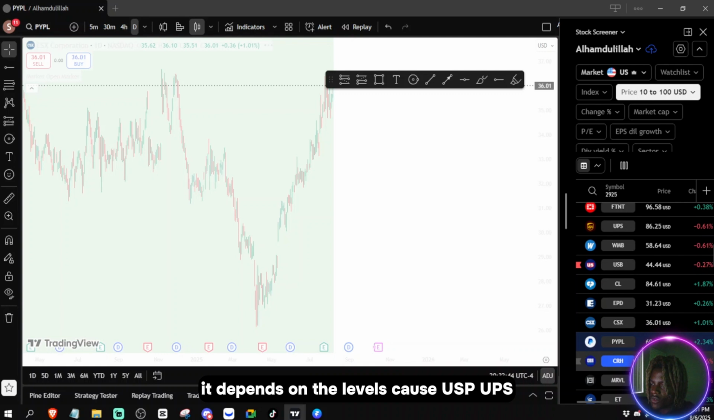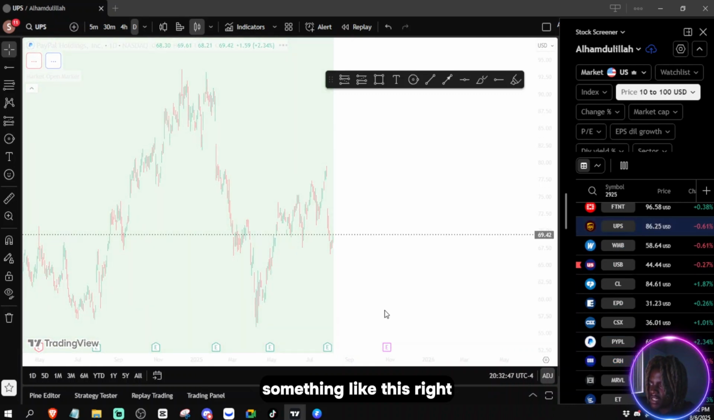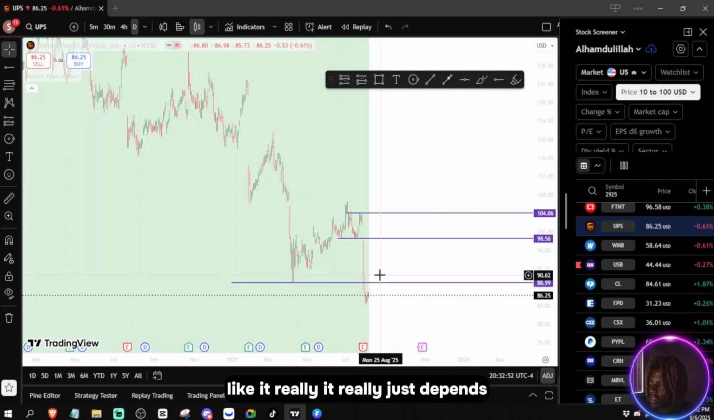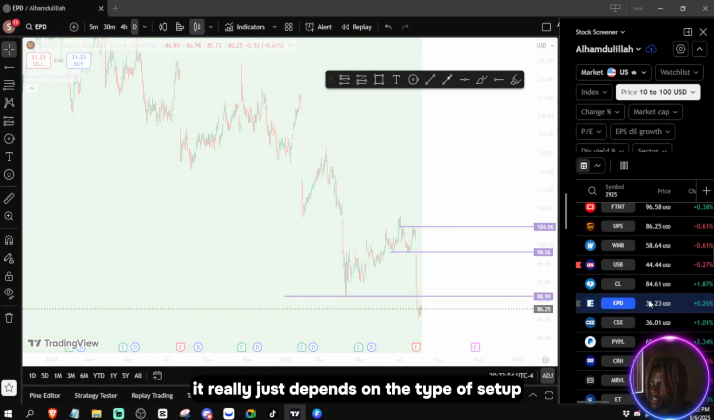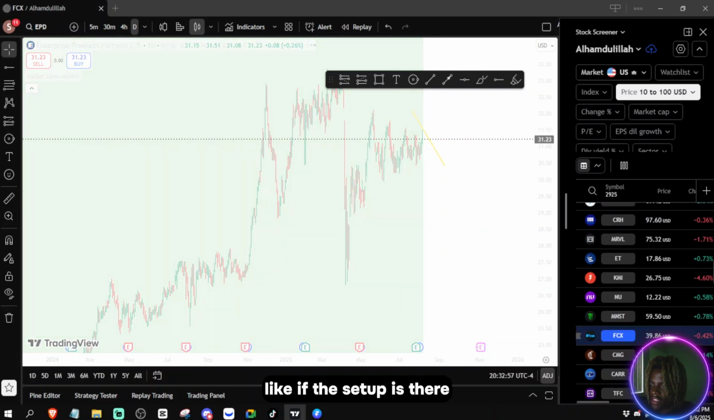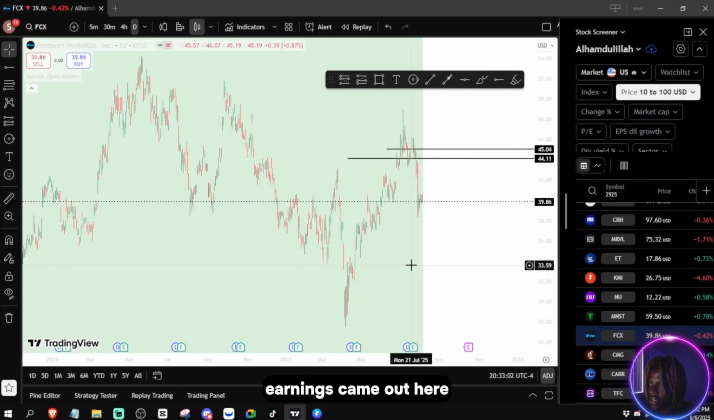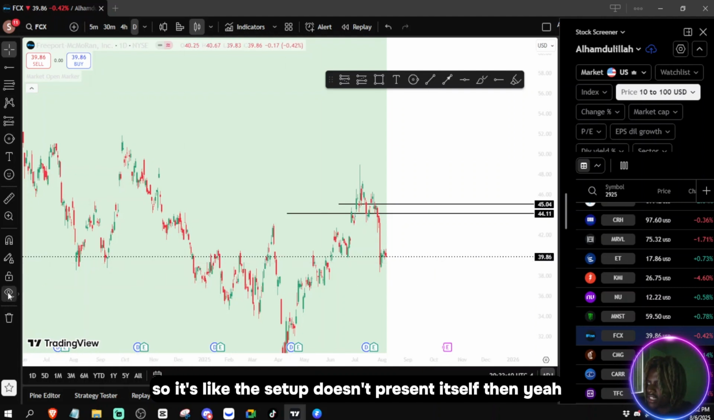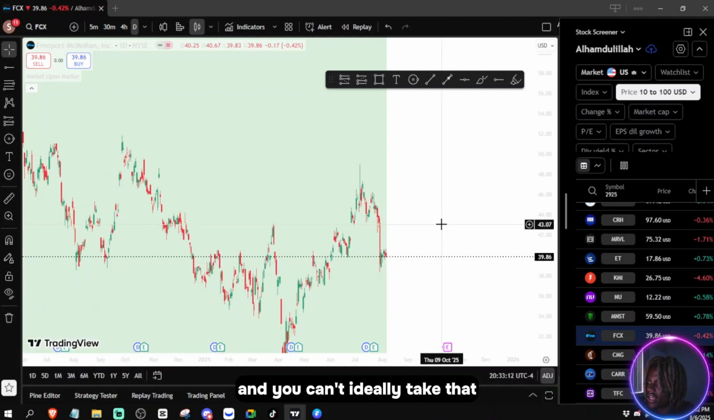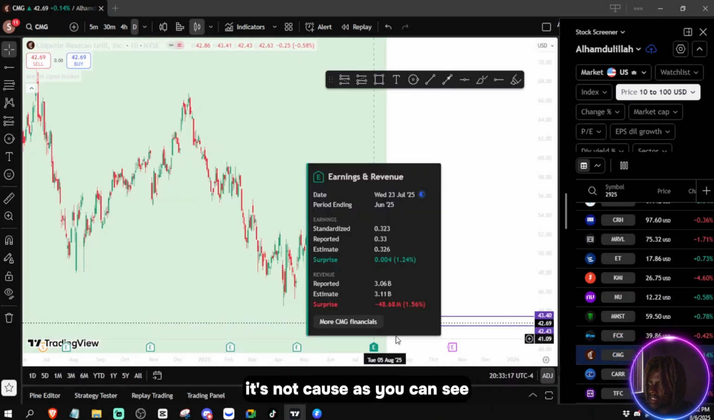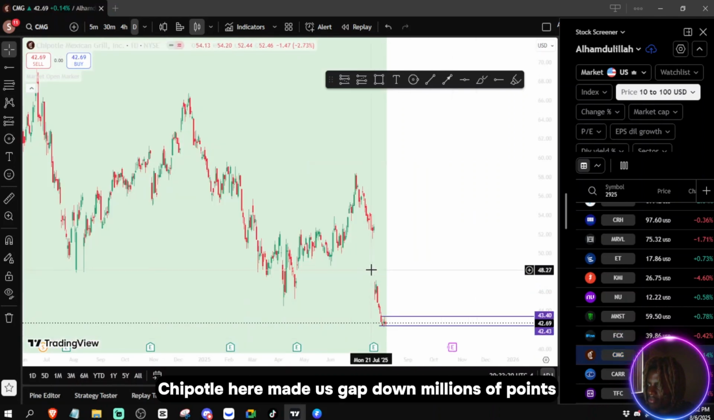I mean, it depends on the levels, because UPS, something like this, right? It really just depends on the type of setup. If the setup is there, then it's there. But say right here, the 23rd, earnings came out and then price decided to keep falling after earnings. So the setup doesn't present itself, and then you can't ideally take that. So if the setup is there, it's there, but if not, it's not. Because as you can see, Chipotle here made us gap down millions of points.